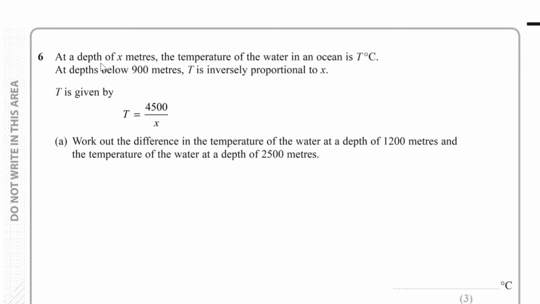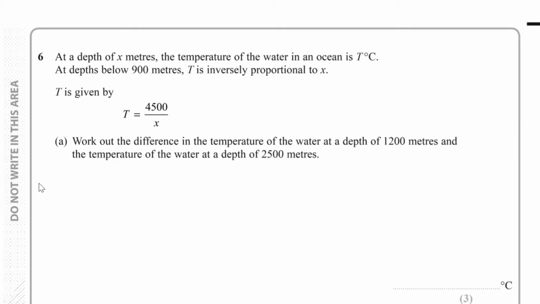Question 6. At a depth of x meters, the temperature of the water in an ocean is T degrees C. At depths below 900 meters, T is inversely proportional to x. T is given by T equals 4,500 over x. For part A, we have to work out the difference in the temperature of the water at a depth of 1200 meters and the temperature of the water at a depth of 2,500 meters.